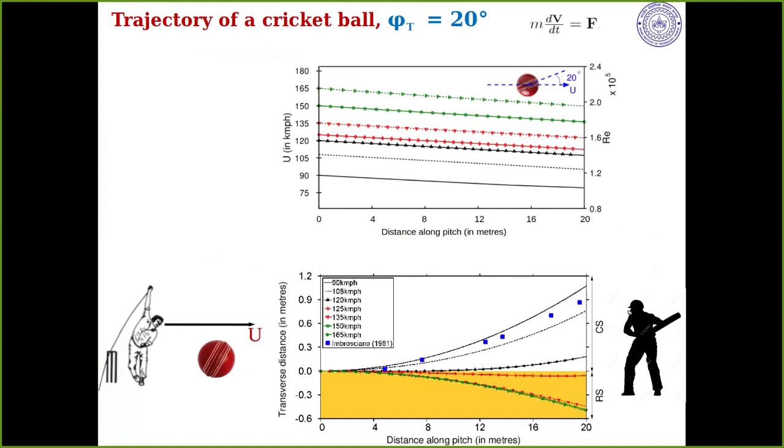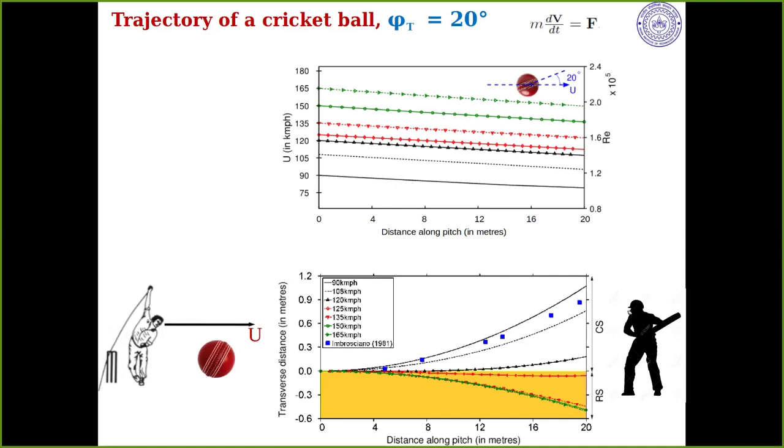If you take a top view, this is the bowler side, this is the batter side, and this is the trajectory of the ball. Very interesting. If I'm bowling at 90 kilometers per hour, that's the kind of swing I could get, almost a meter. So the lateral movement could almost be a meter.